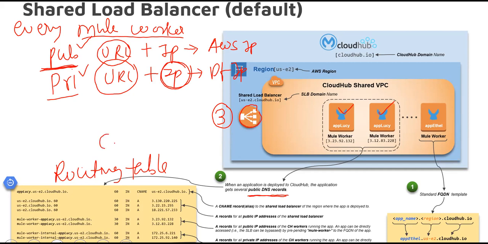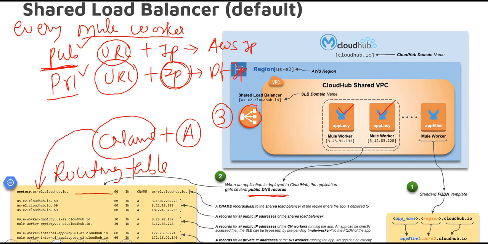Okay. Now let's have a look at it. This routing table will have CNAME record mapping plus A record mapping. Now, what is this CNAME, and what is this A? A CNAME record means the URL will get mapped to a URL. An A record means the URL will get mapped to an IP address. This is the difference. Okay. So the top record is the CNAME record, and below that, all are A records. You can see that.